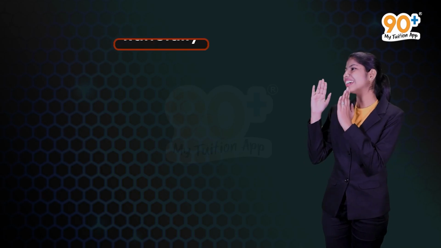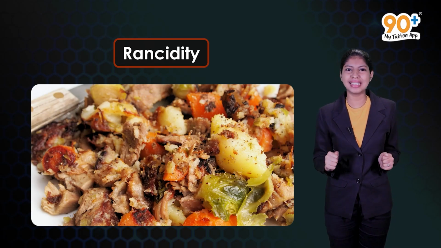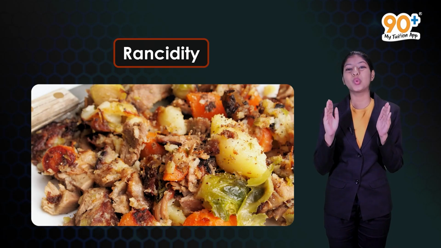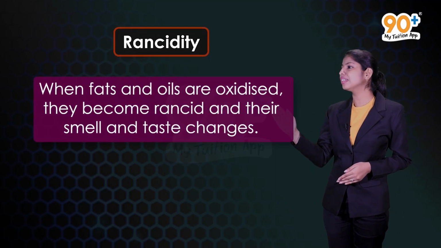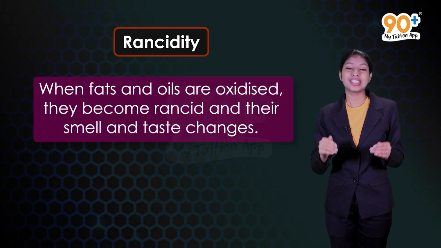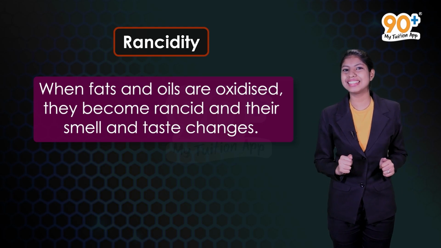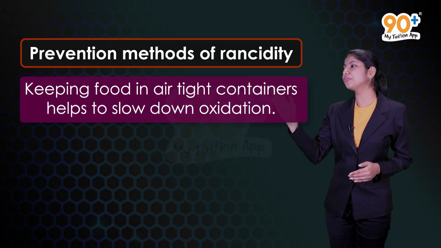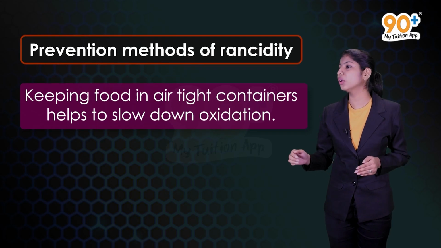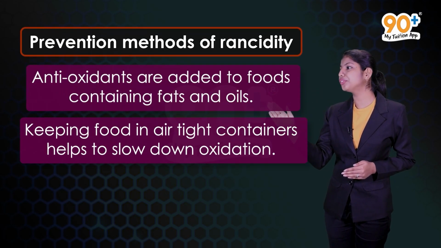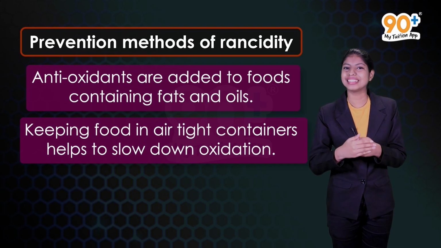Next, we can discuss rancidity. Have you ever smelled leftover fat-containing food materials? It's not good, right? So we can say that when fats and oils are oxidized, they become rancid and their smell and taste change. This is known as rancidity. How can we prevent rancidity? Keeping food in airtight containers helps to slow down oxidation, and also antioxidants are added to foods containing fats and oils. These are the methods to reduce rancidity.